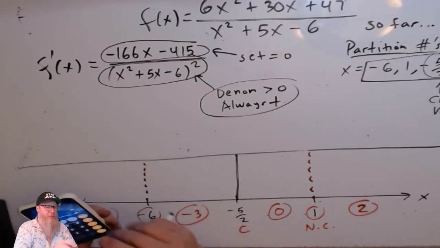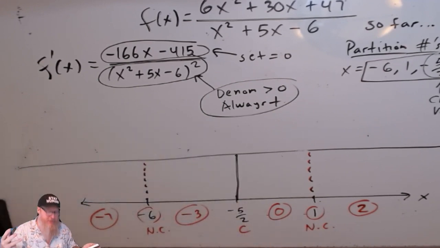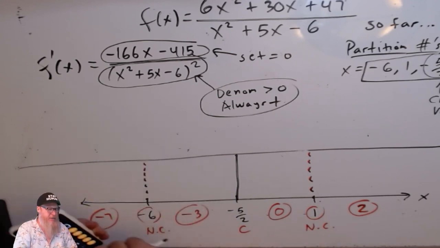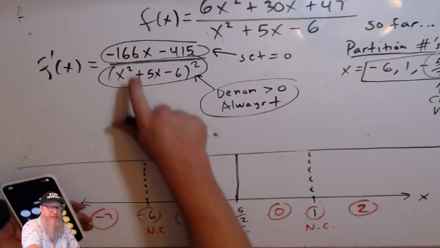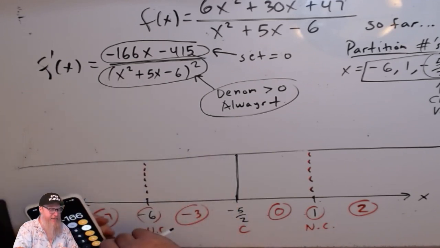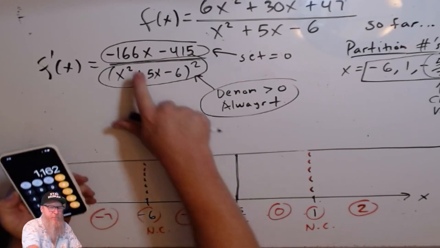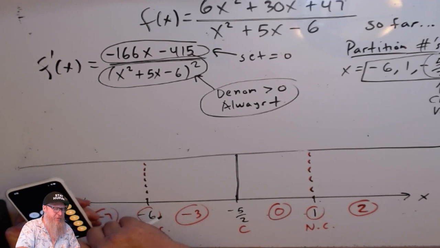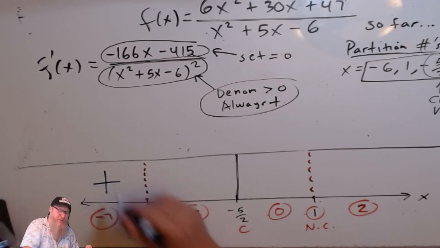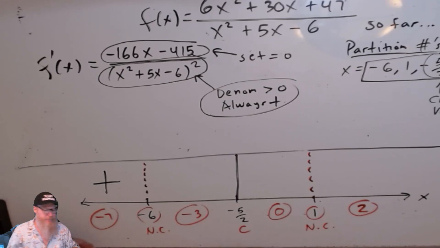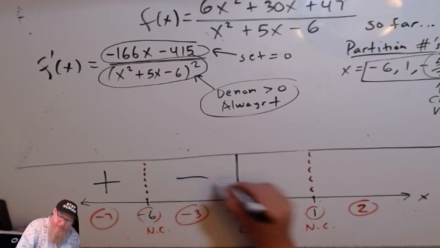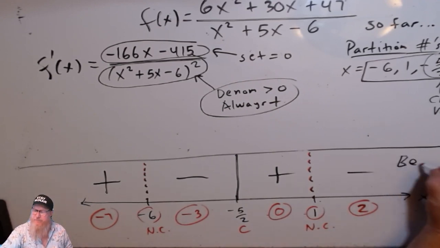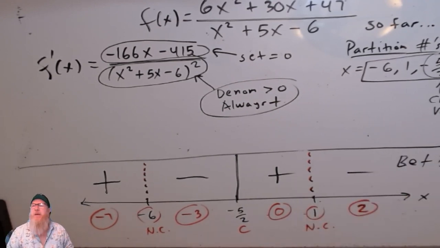Because these numbers are rather large, I don't want to have to do mental math with big numbers. So let's just do it using a calculator. So I've got negative 166 times negative 7. That's positive 1162. And then minus 415. I don't care about that number. I just care that it's positive. If you're impatient, you can guess. Maybe that's right. I don't know. You want to bet? I don't know.